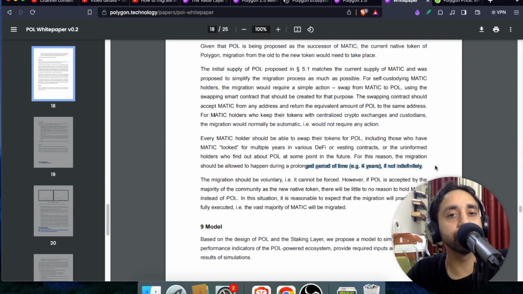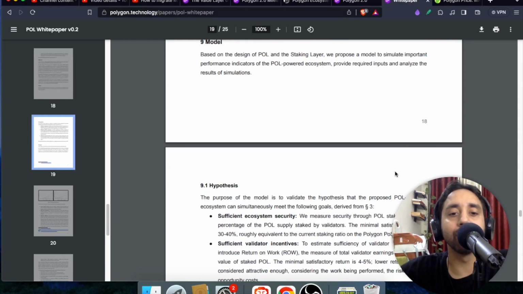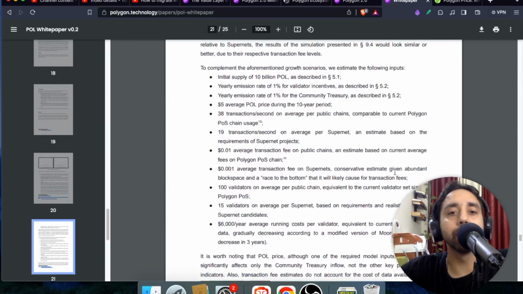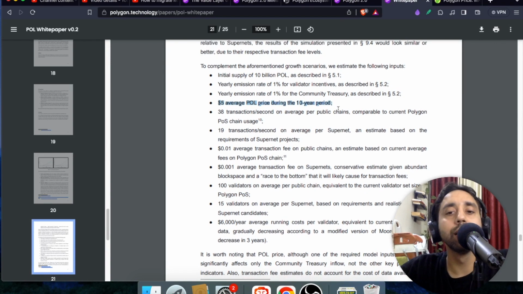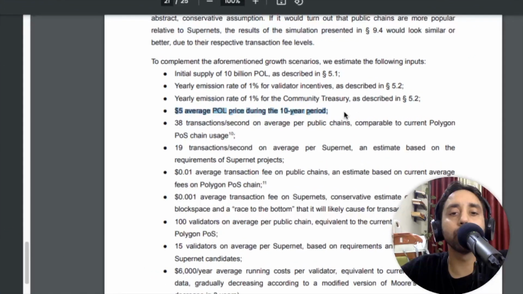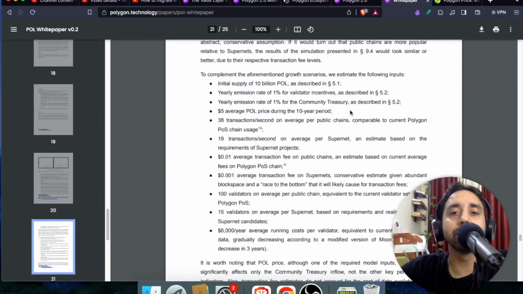But if you want to take my suggestion, I suggest doing it at the earliest. Why? I will tell you right away, because this will surprise you. If you're holding MATIC token, remember, this will be the average price of the POL token during the launch for the next 10 years: $5 average POL price during the 10-year period. This is the official white paper saying it, I'm not saying it. That means if the token shifted from MATIC to POL completely, $5 would be the average price of this token. Currently, Polygon is standing at 63 cents.